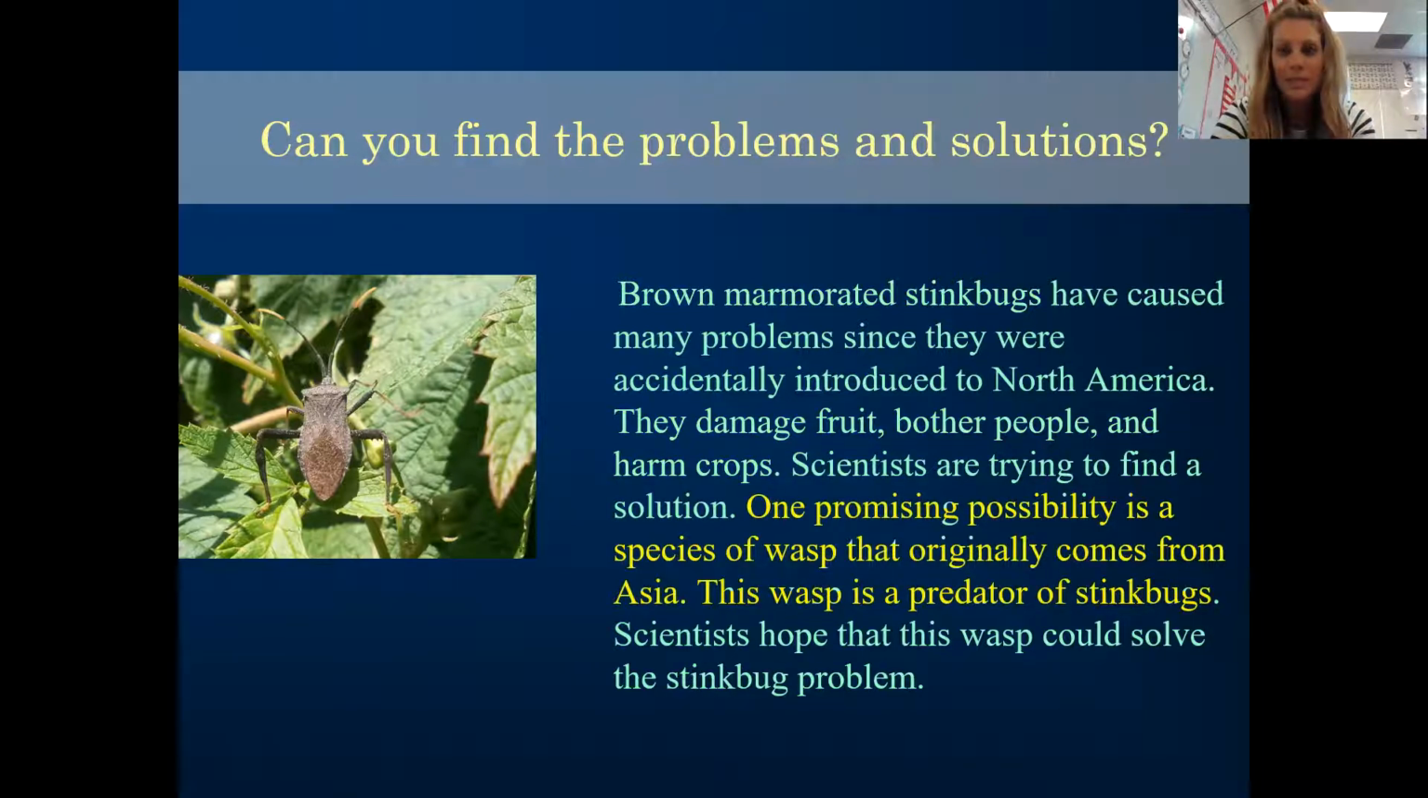The wasps, right? Because they're predators. Do you know what that means? They are going to kill and probably eat the stink bug. So the problem is the stink bug destroying crops. The solution is the wasps. And they come from Asia. Pretty interesting.